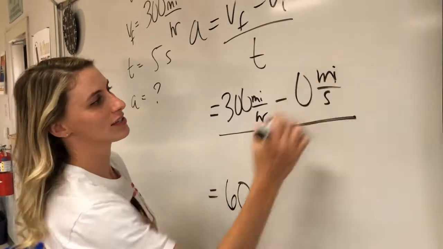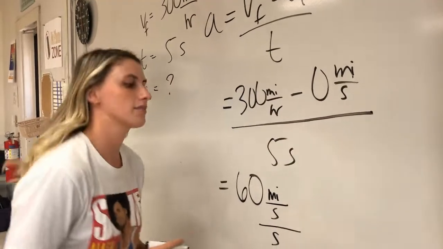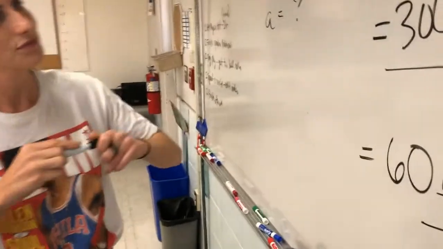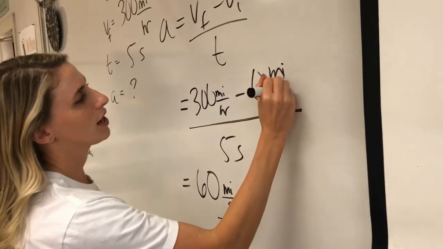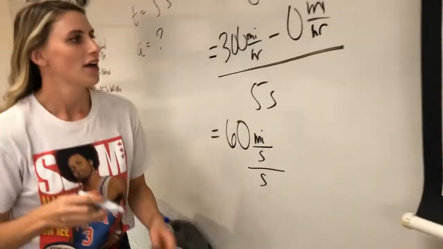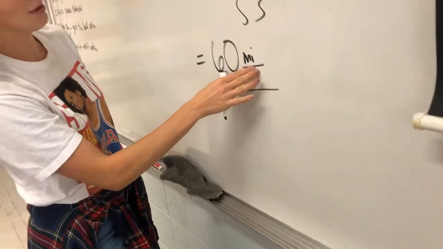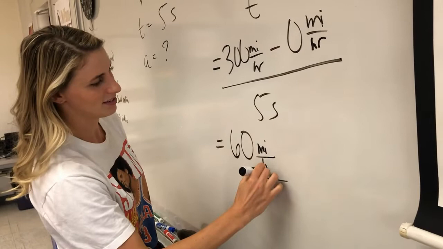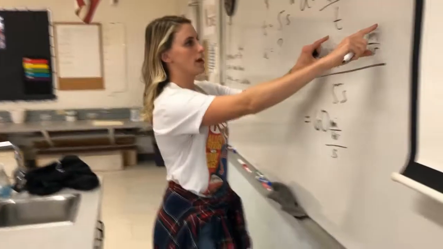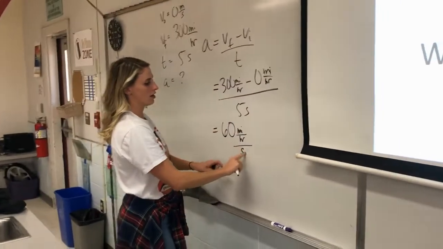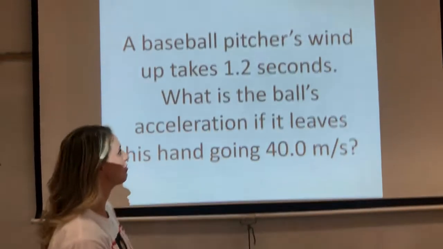Oh shoot, miles right there. Miles per hour. Good catch. I'm a creature of habit. Make sure you read per second. There we go. Miles per hour right here, second on the bottom. If you caught that before I did, good job.